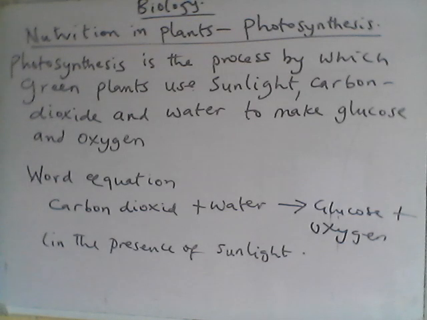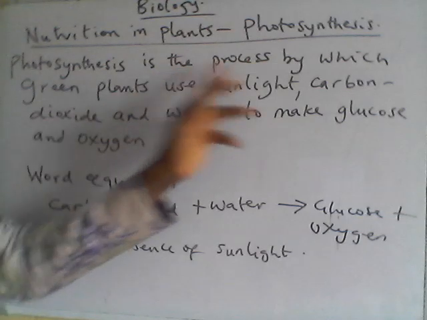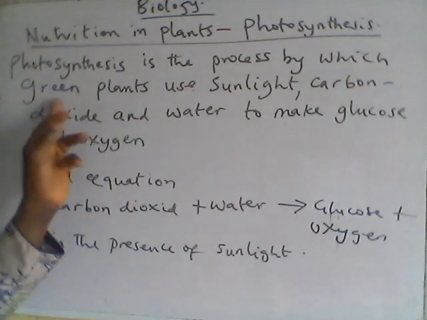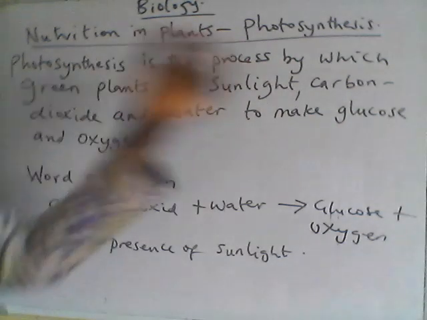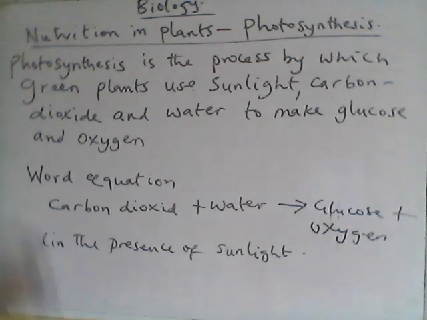Okay, so we have nutrition in plants. It's known as photosynthesis. So what is photosynthesis? Photosynthesis is the process by which green plants use sunlight, carbon dioxide, and water to make glucose and oxygen. What is the purpose? To eat, right? To feed. All right, so this is the word equation.